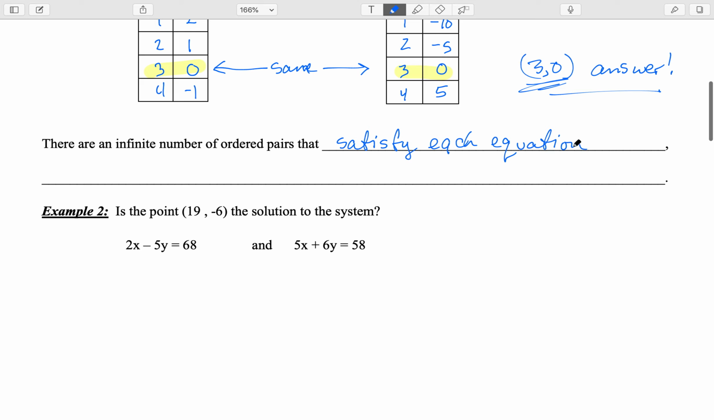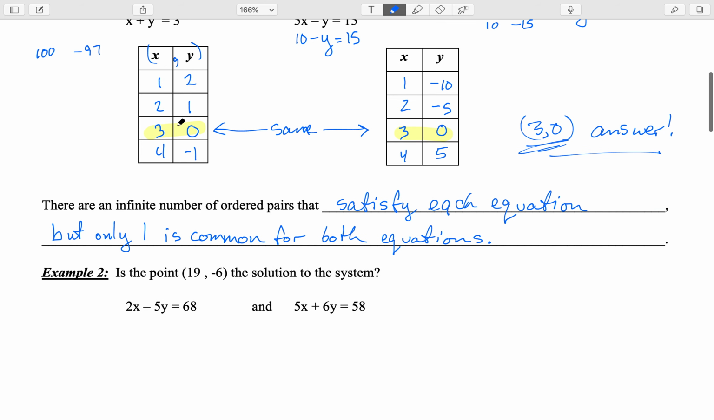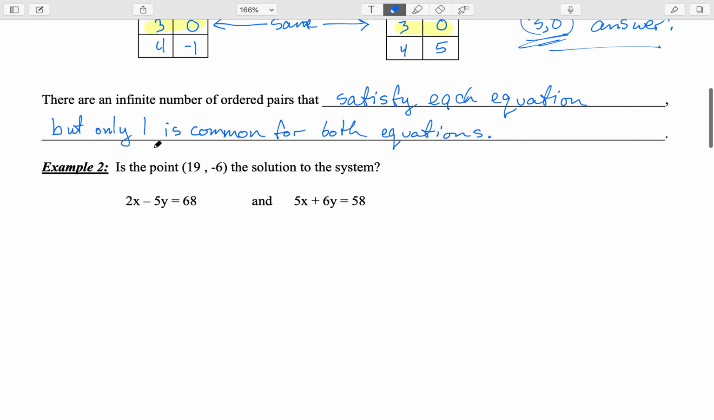But, okay, so let's put this on here. But only one satisfies both equations. But only one satisfies, or let's say is common. So in other words, it works for both equations. And that's the big thing. It has to work with both equations because it's a system. I know that there's lots of points that work over here, but it's got to work in both of them, right? The point 1 comma 2 is not the same point over here, so that's not it. So I'm looking for the one point.